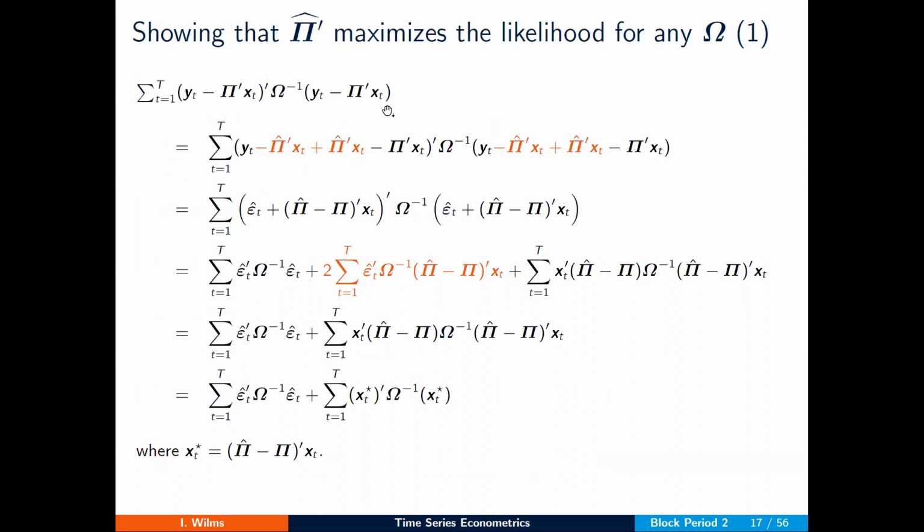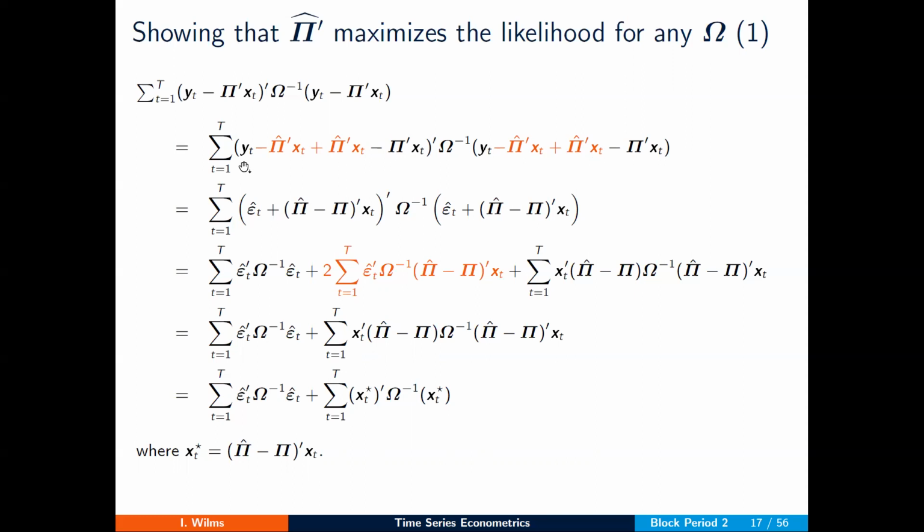Let's start from the expression that we need to minimize, so the sum of squared residuals, where we have Omega inverse popping up in the middle. Since we need to prove that the maximum likelihood estimator of Pi maximizes the likelihood for any value of Omega, we of course need to bring it in somehow. And that is what I do in the first equation over here. I subtract and add the term with Pi hat, the maximum likelihood estimator, and I do that, of course, in both parentheses.